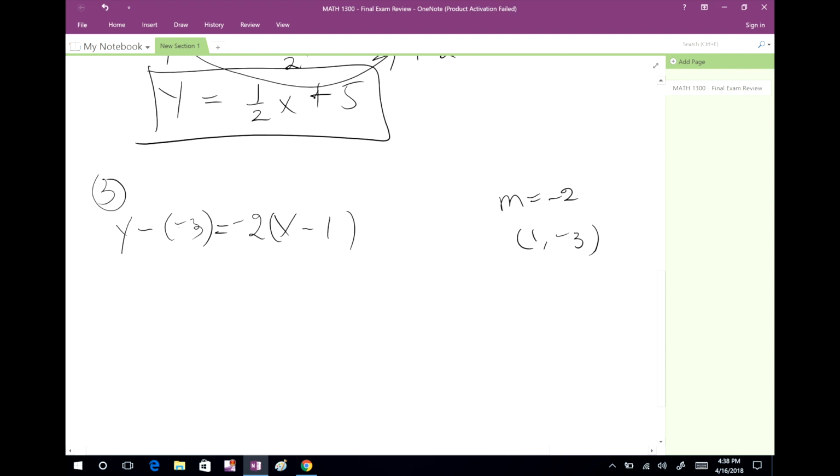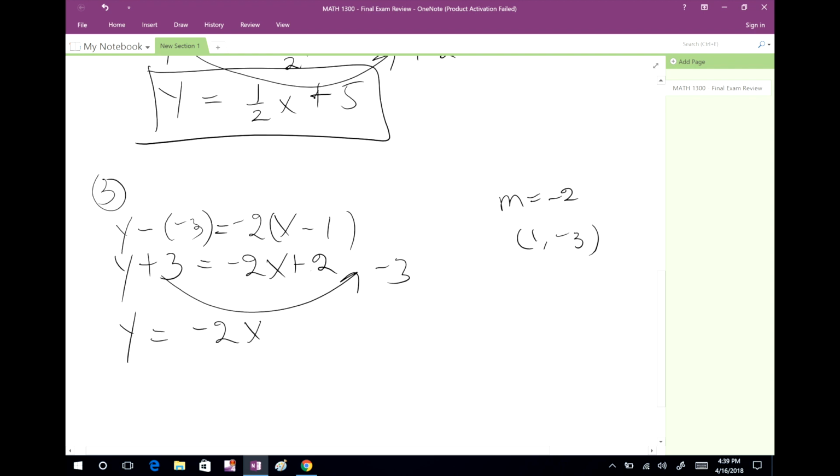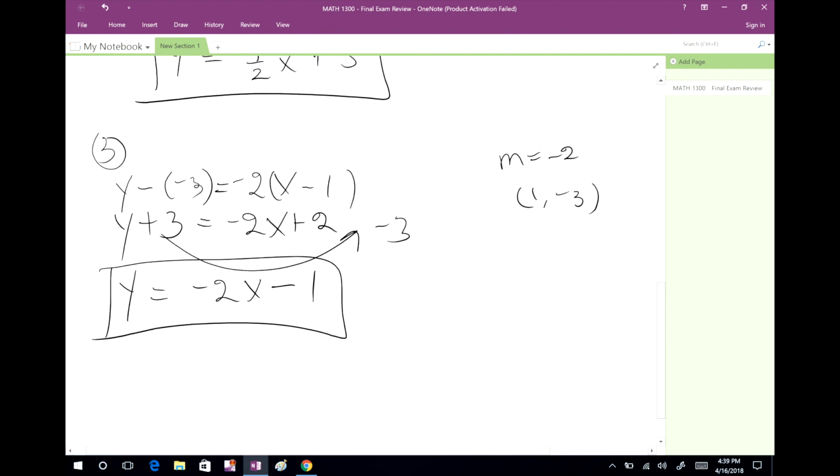Minus and the negative sign become a positive. y plus 3 equals negative 2x plus 2. I can go ahead and move the 3 to the other side of the equation. Becomes negative 3. y is equal to negative 2x, and then 2 minus 3 gives me negative 1. And that is that equation. Let's go ahead and do some more problems.